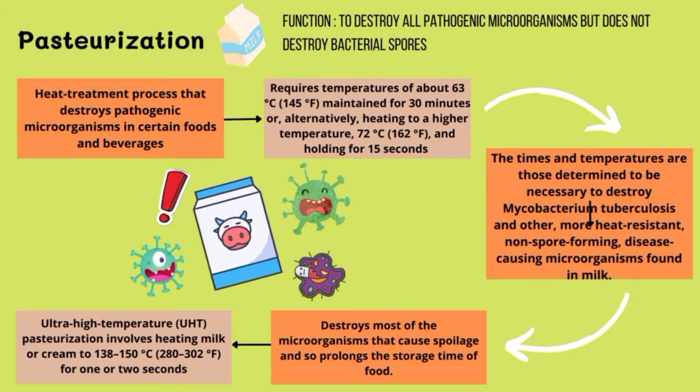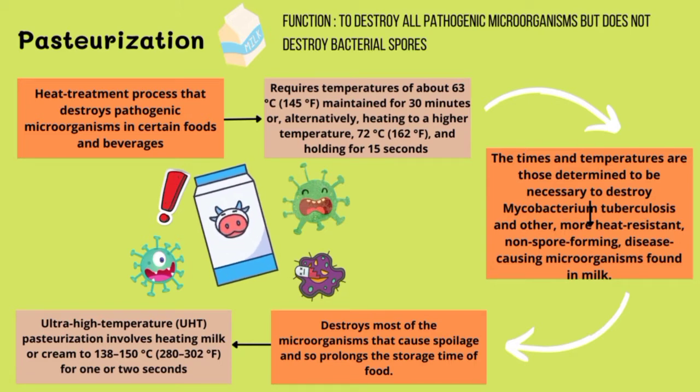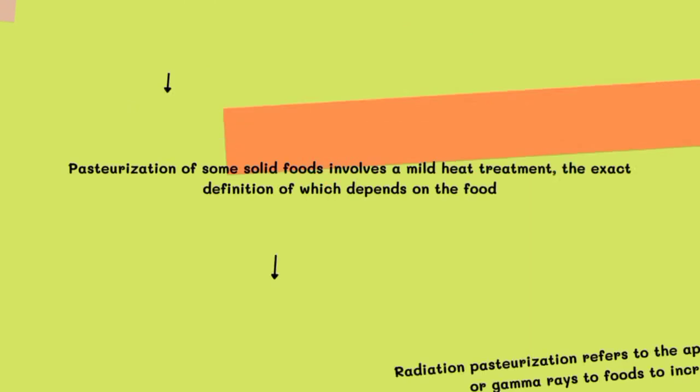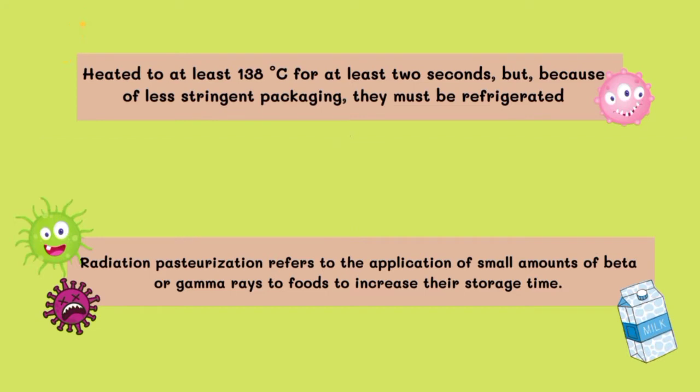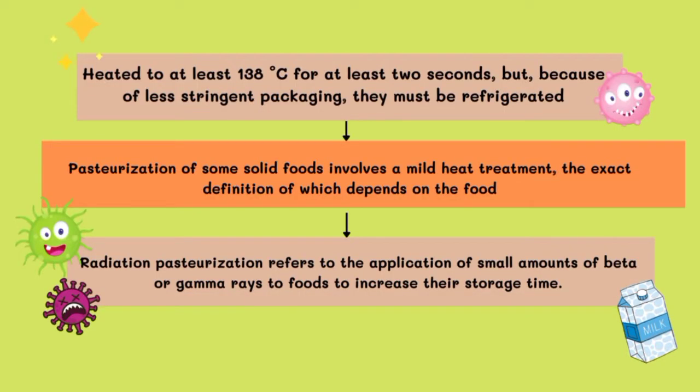Ultra-high temperature (UHT) pasteurization involves heating milk or cream to 138 to 150 degrees Celsius, or 280 to 302 Fahrenheit, for 1 or 2 seconds. Next, the milk needs to be heated to at least 138 degrees Celsius for at least 2 seconds. But because of less stringent packaging, they must be refrigerated. Pasteurization of some solid foods involves a heat treatment, the exact definition of which depends on the food.